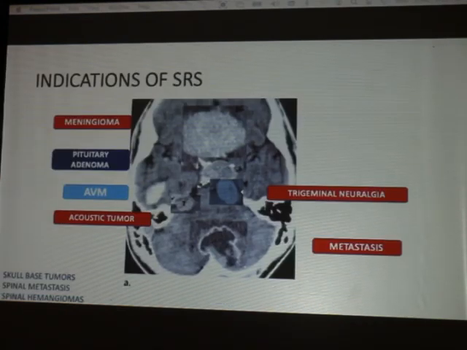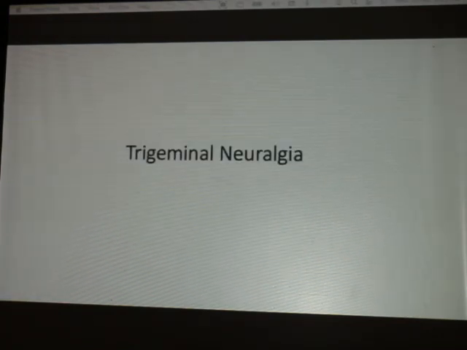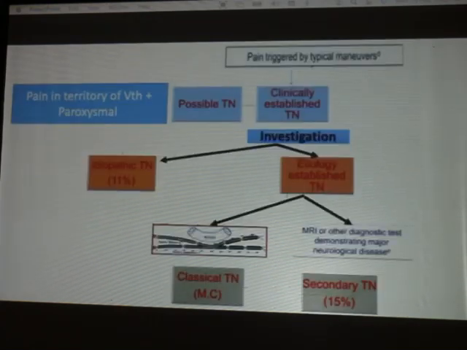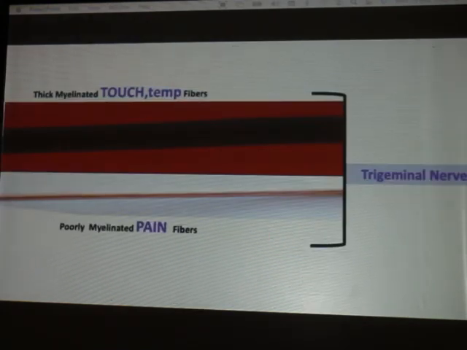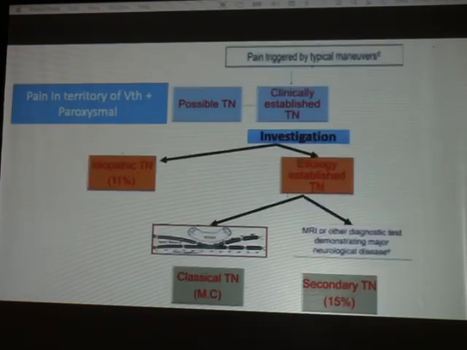So moving on to the indications of radiosurgery, there are multiple cranial indications in which radiosurgery can be used. We'll discuss a few of them in the next few slides. First of all, trigeminal neuralgia, which comes into the context of functional radiosurgery. The most common cause of trigeminal neuralgia, which is a pain in the distribution of the trigeminal nerve, is basically some aberrant vessel which causes constant rubbing and irritation, causing facial pain.